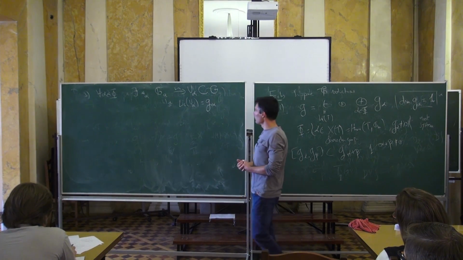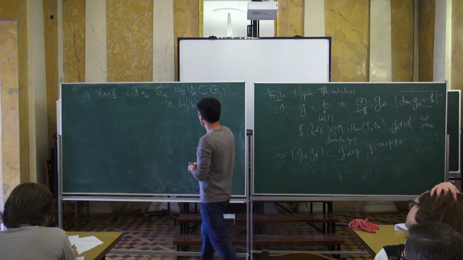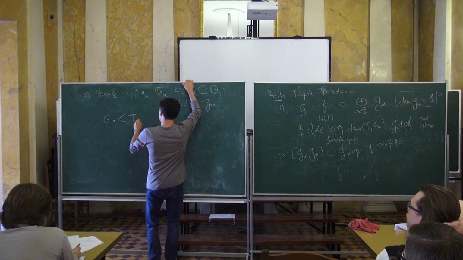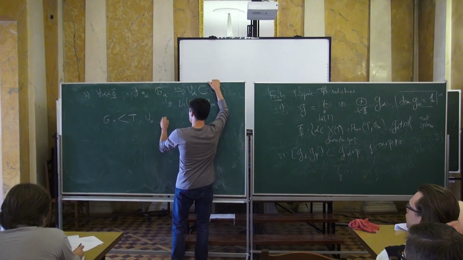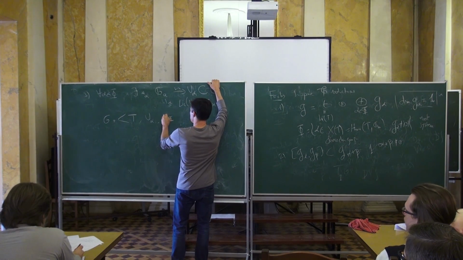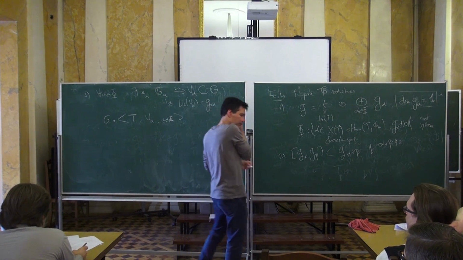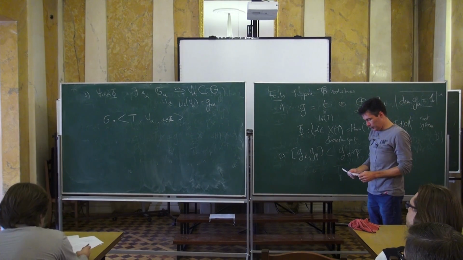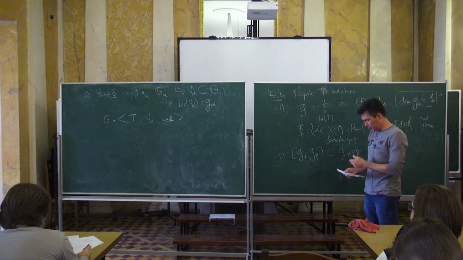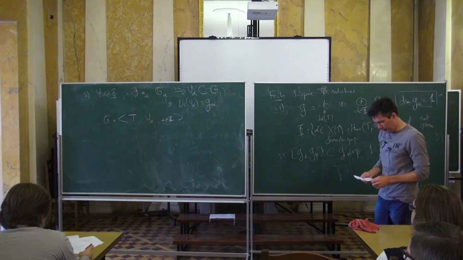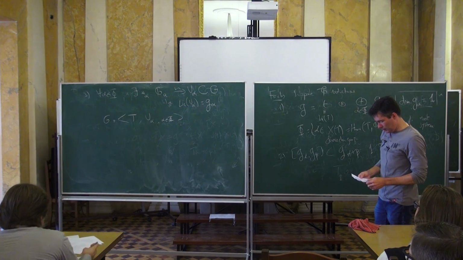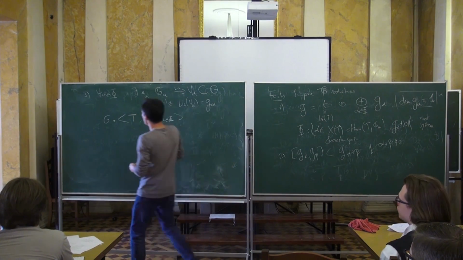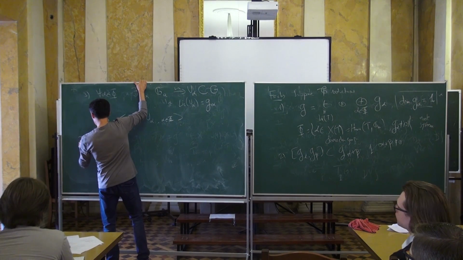Okay, so we see the decomposition at the level of the group. And the group will be generated by T and these subgroups. So then they provide you essentially all the information, not only on the Lie algebra, but also on the group.